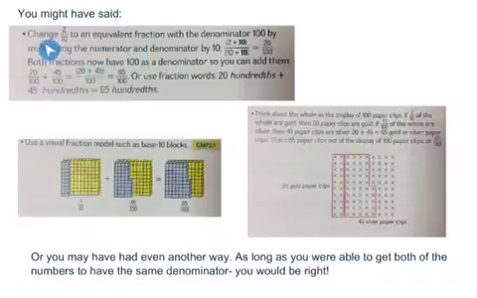So let's look at this first one. I could have changed the 2/10 to an equivalent fraction with the denominator of 100 by multiplying the numerator and denominator by 10, because whatever I do to the bottom, I have to do to the top. So if I want this to be 100, which I do in order to add it to the 45 hundredths, I could do 10 times 10. But if I do that, I've got to follow the rule. I hear you in my head, Audrey. Whatever you do to the bottom, you have to do to the top.